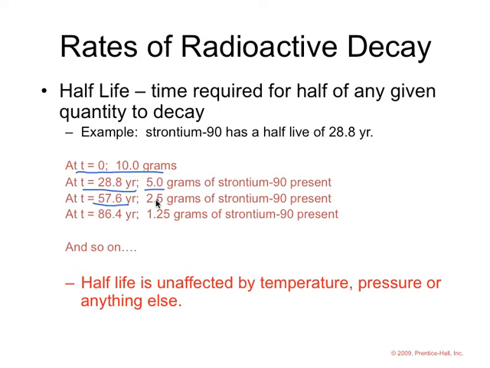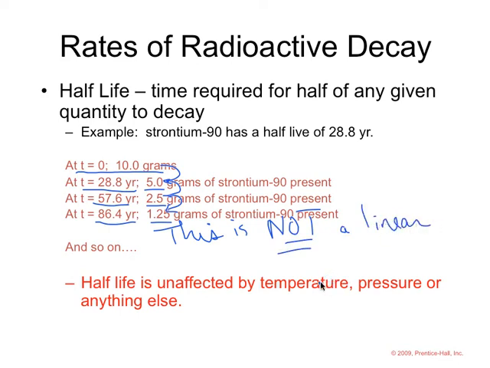At the end of two half-lives, 2.5 grams will be remaining, and at the end of three, 1.25. So you can see how with each successive half-life, I have half of it remaining. Remember, this is not a linear function. Okay? It is not a linear function. Go ahead and graph that if you don't believe me. Otherwise, just take my word for it.